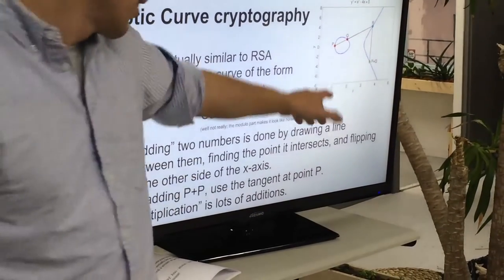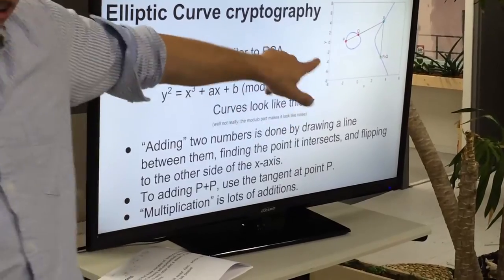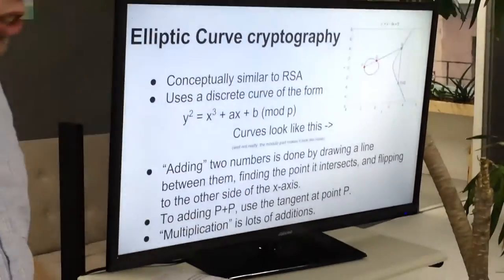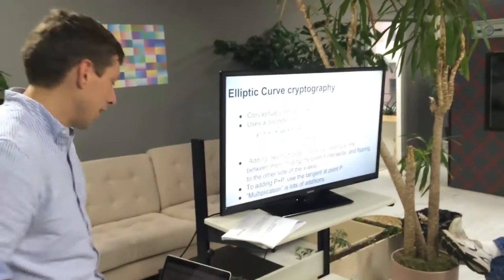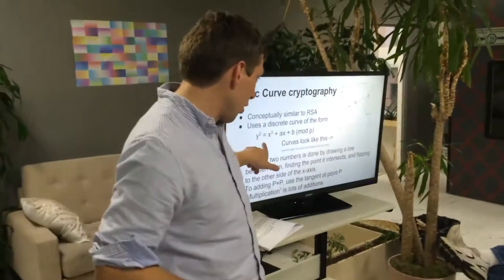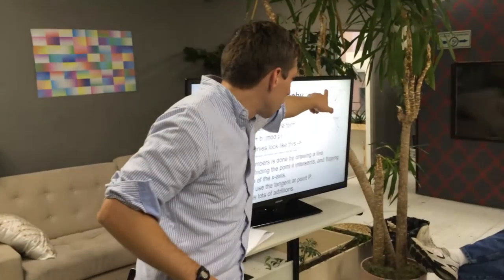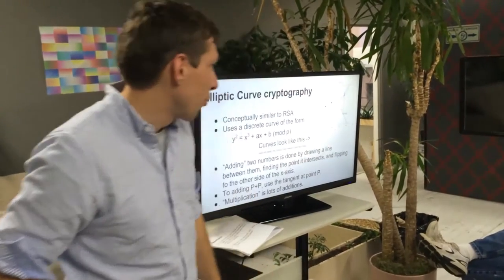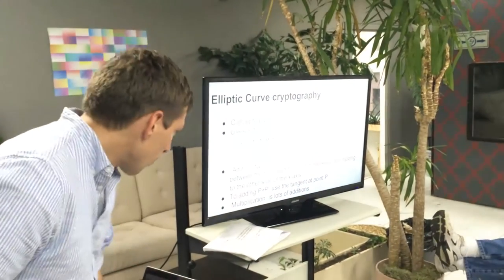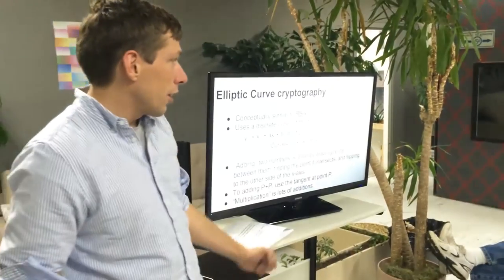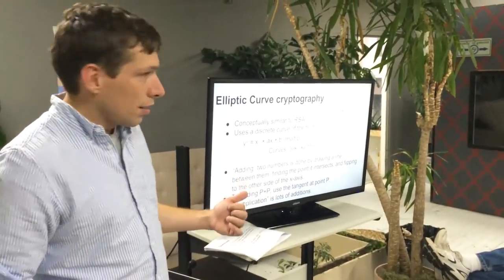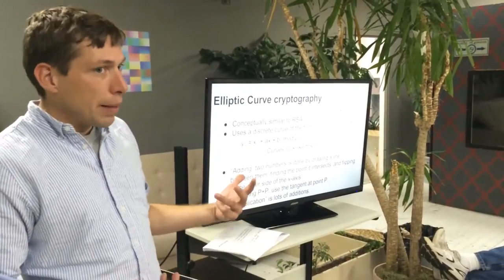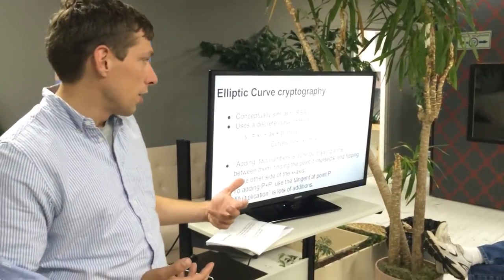And the curves look like this. Well, if you get rid of the mod p, it looks like this. If you actually have the mod p, it just looks like a bunch of noise, and it doesn't look cool, and it's hard to figure out what's going on. But the actual curve, you can imagine a curve. This is just y squared equals x cubed minus 4x plus 0. So these curves have kind of cool properties. They make this new kind of mathematical operation using this curve.